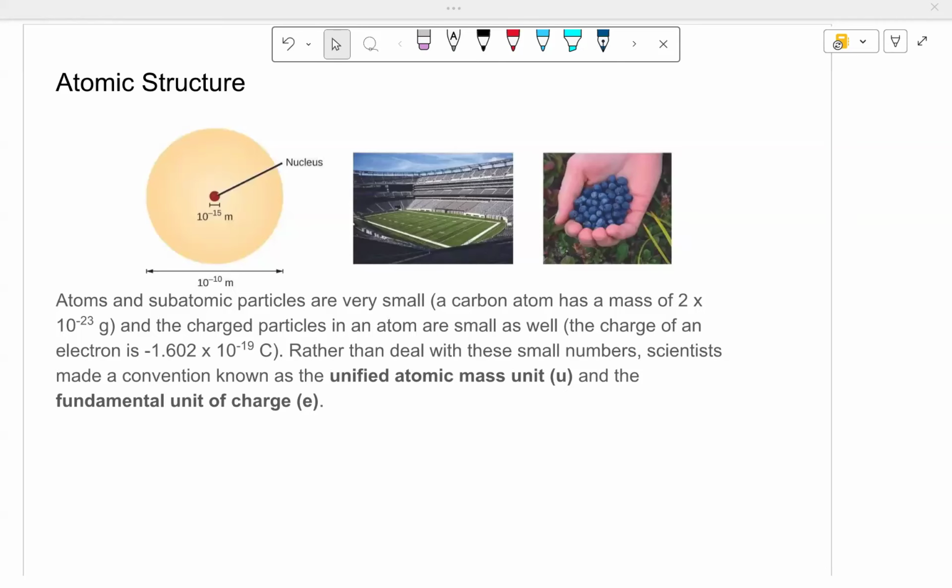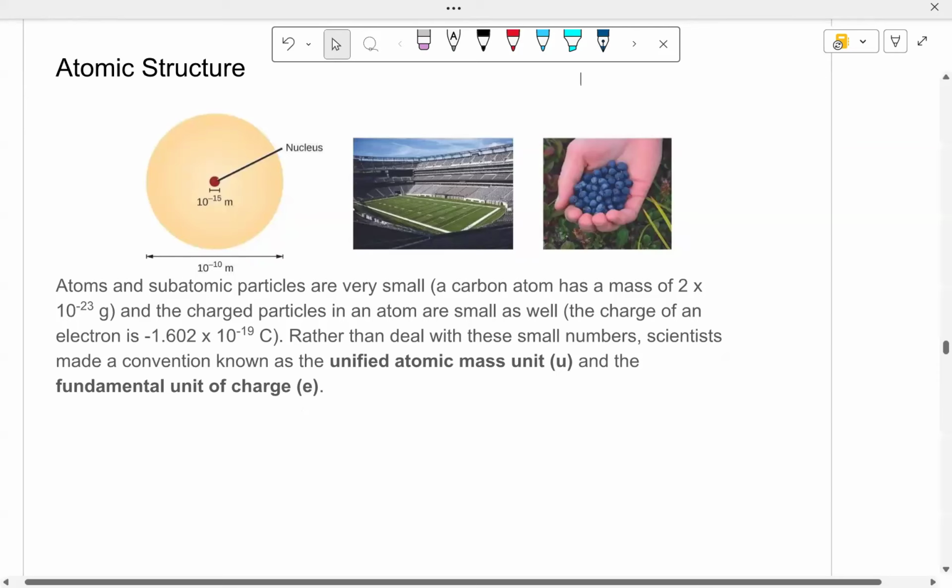We're going to wrap up this chapter by looking at how scientists have standardized how we handle these very small subatomic particles that we've discussed. And then we're going to look at the symbols that we use to represent these atoms, as well as convey information about the number of these subatomic particles.